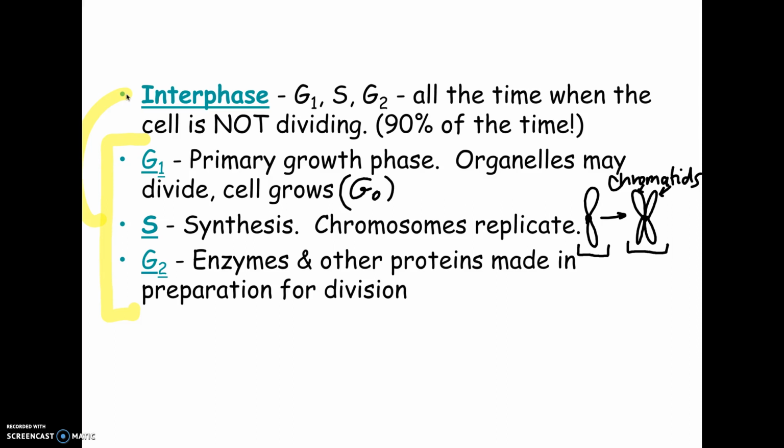Originally, and you don't have to know this for a test, but G1 and G2 originally stood, instead of being G for growth, which makes sense, it actually stood for gap 1 and gap 2. Because back in the day, with the microscopes we have now, when the cell is dividing, you can see the chromosomes, even under a light microscope. They are really obvious, big, thick-looking X-shaped things. It's obvious something's going on.